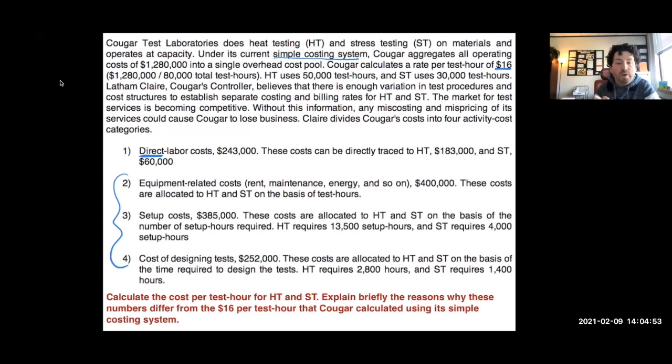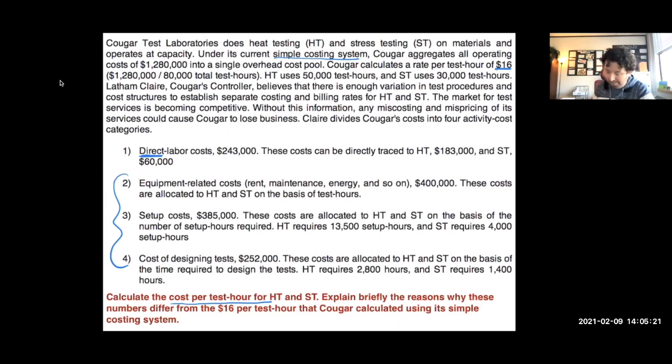Now, once we do all this, the ultimate question is, once we calculate the cost per test hour, we're going to explain the reasons why these numbers differ from the $16 per test hour. We should already probably know the answer to that even without seeing the rates that we're going to calculate under activity-based costing. But that's the ultimate goal in this problem: to compare simple costing with activity-based costing and what the ultimate outcome could possibly be.